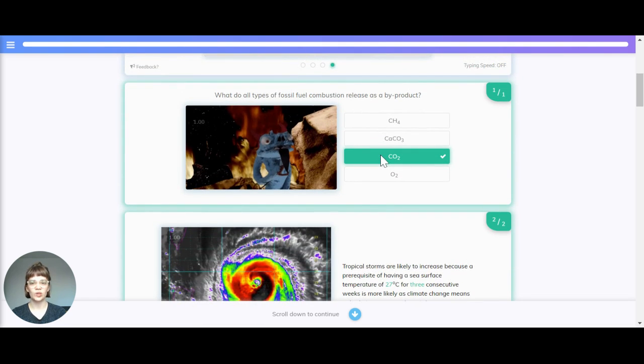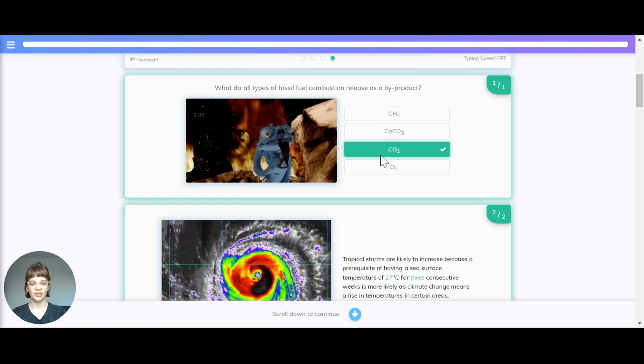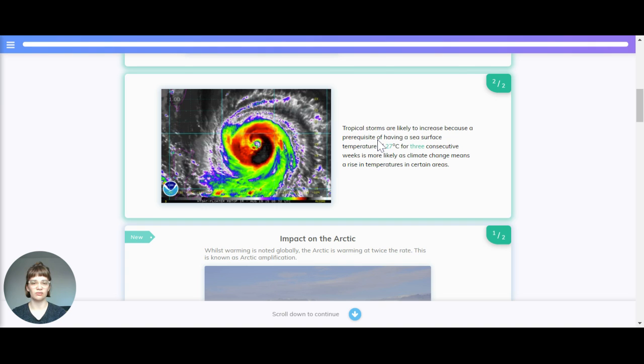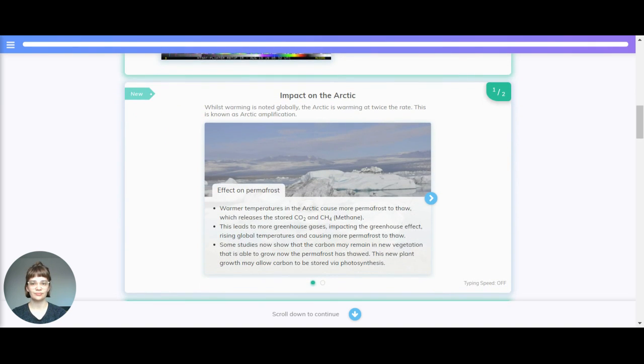Let's quickly recap that. What do all types of fossil fuel combustion release as a byproduct? The correct answer is carbon dioxide, CO2. What are the prerequisites of a tropical storm forming? It's a sea surface temperature of 27 degrees Celsius for 3 consecutive weeks. And this is more likely as climate change means a rise in temperatures in certain areas.